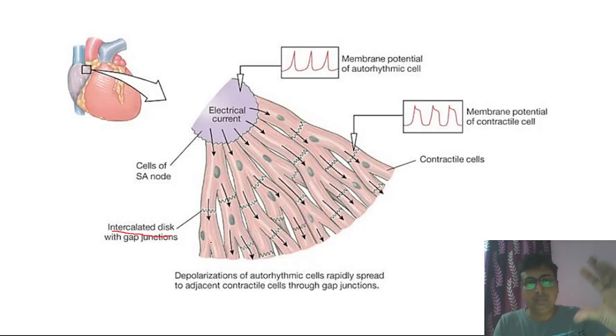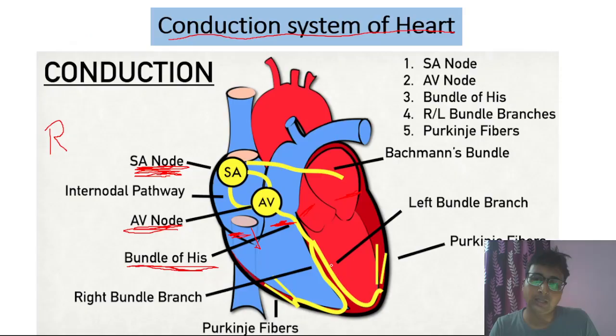The action potential always travels from the SA node to the AV node, then to the bundle of His, then it divides into two branches, the left bundle branch and the right bundle branch, and then it further divides into very small structures called Purkinje fibers, and then it distributes into the myocardium throughout all the ventricles. So we have to remember this conduction pathway. It may come in the exam.